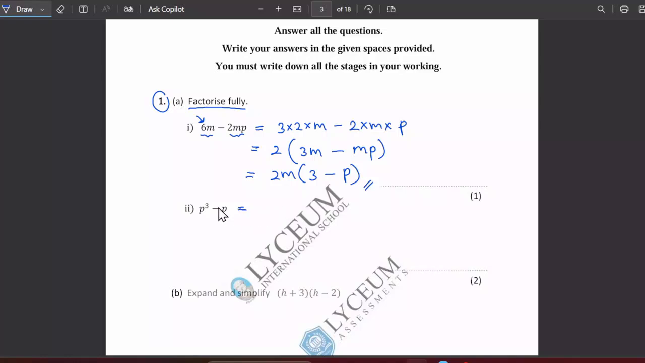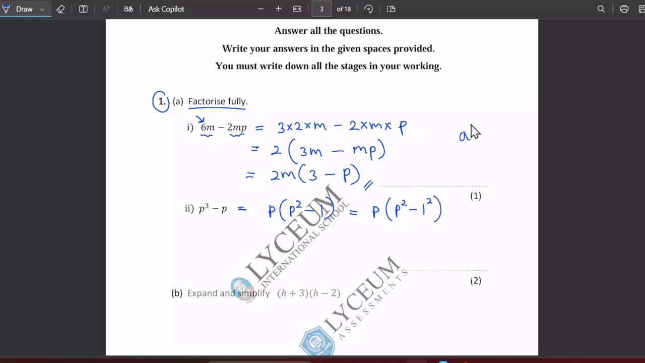You can see that p is common for both of these. You can take p out. If we take p out, we are left with p squared minus 1. And also, this p squared minus 1 can be written as this. Okay. So, this is something like this.